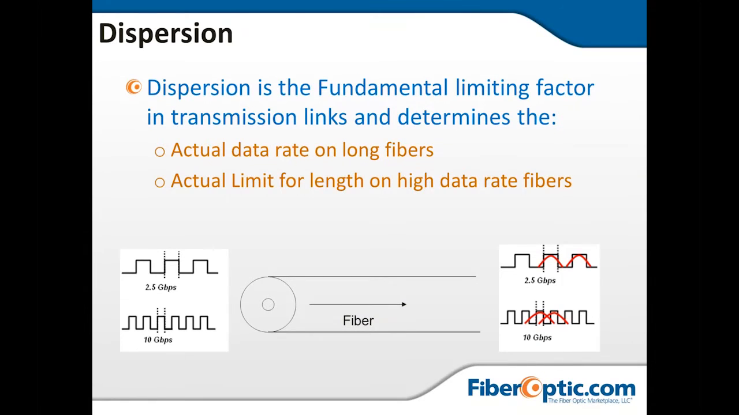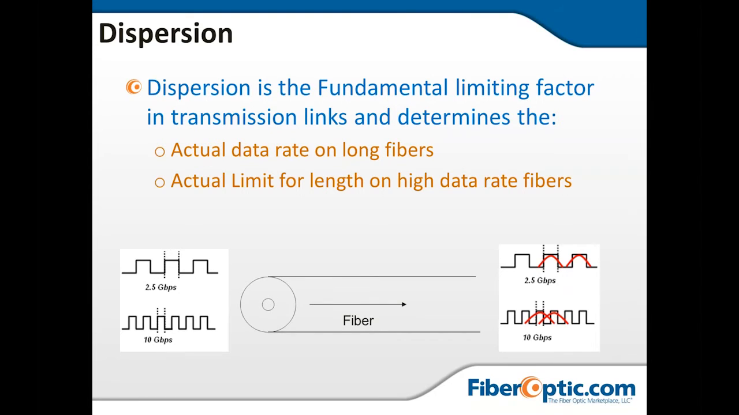Now, chromatic dispersion creates that limit that I mentioned at the beginning of this webinar. We're going to be limited for either the data rate on the existing fibers, or if we are locked into a data rate, we're going to be limited on the length of the fiber before we have to completely receive it and start over.